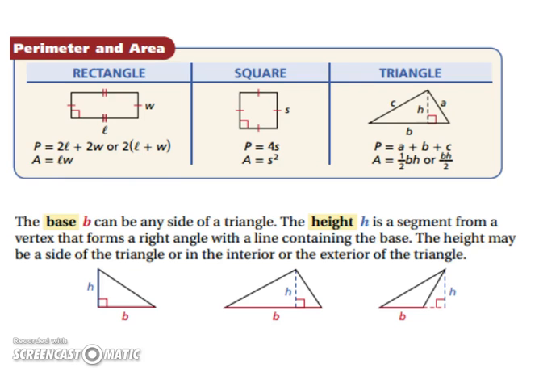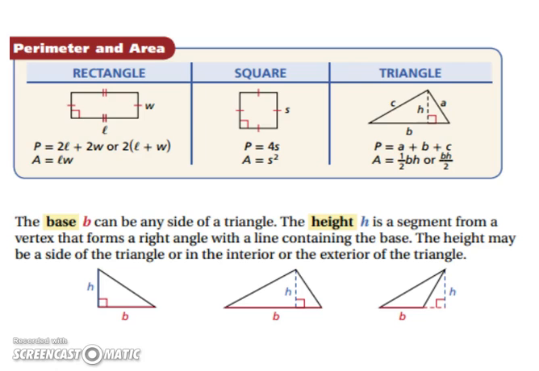With a square, all the sides are the same, so they usually represent that with an S. So for perimeter, you have 4 sides of a square, so 4 times S. And the area would be S times S, and S times S is S squared.